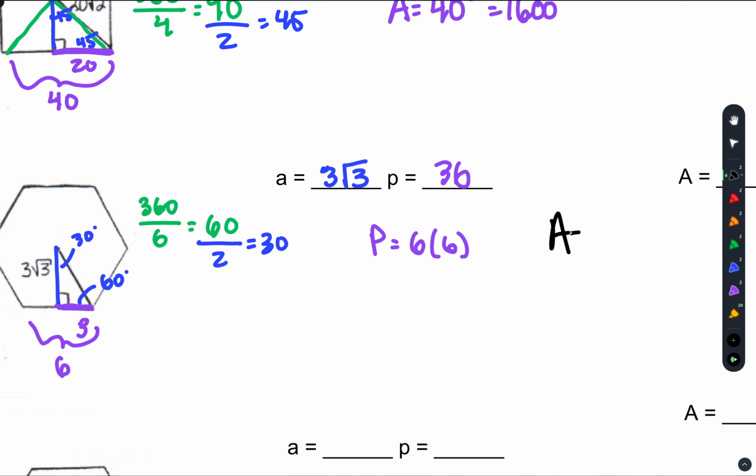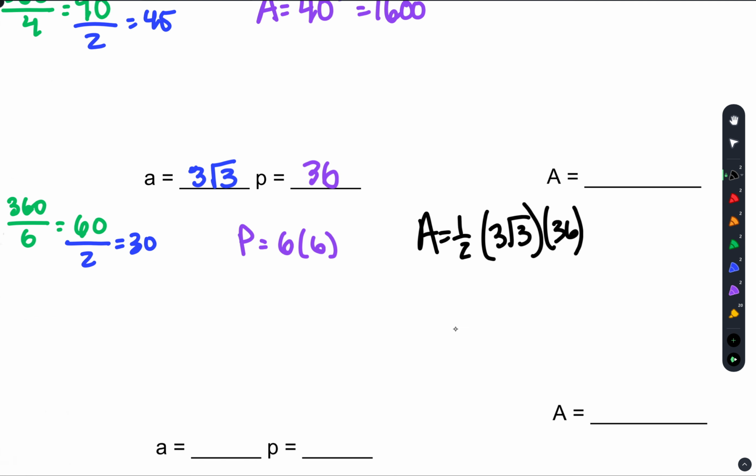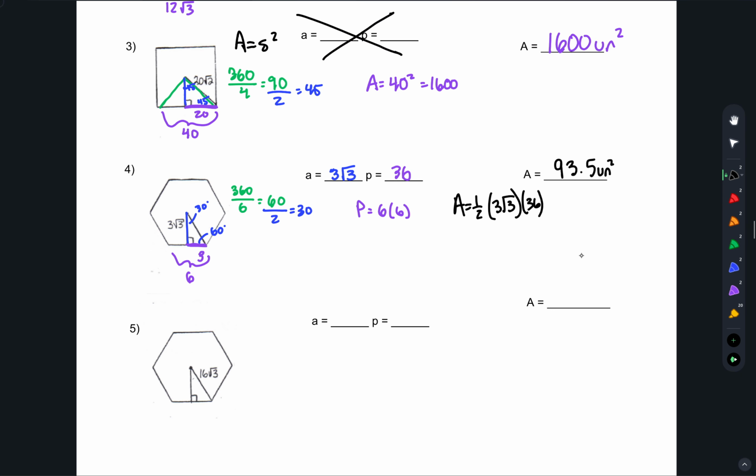Plug it all in. I'm not doing anything crazy here, right? 3 radical 3 times 36. And the number that I'm going to get out is like 93.5 units squared. Okay, one more.